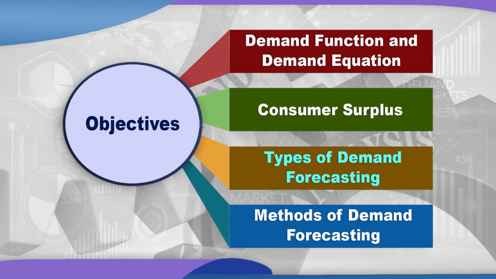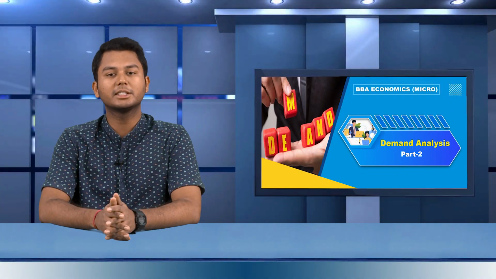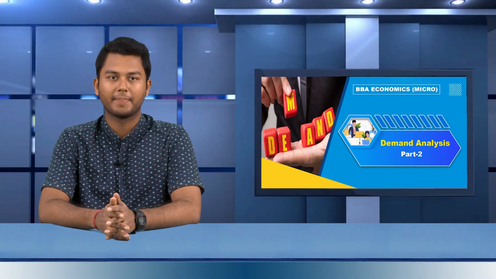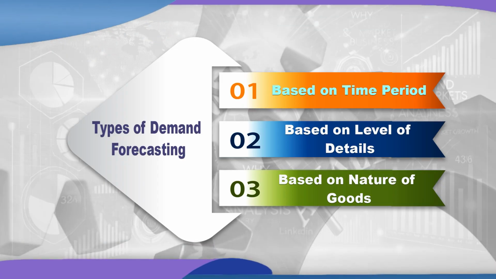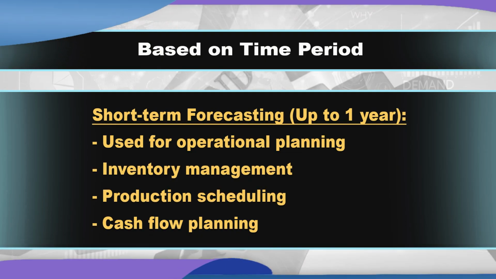Moving on to the third topic in our session, that is types of demand forecasting. Demand forecasting is crucial for business planning, inventory management and strategic decision making. First, we have demand forecasting on the basis of time period, which is also termed as short term demand forecasting, which is up to 1 year. It is basically used for operational planning, inventory management, production scheduling and cash flow planning.